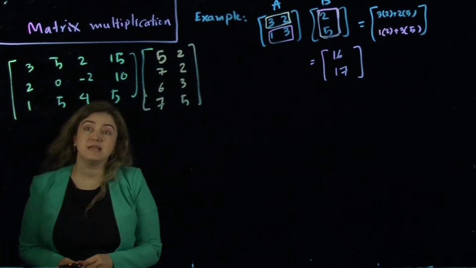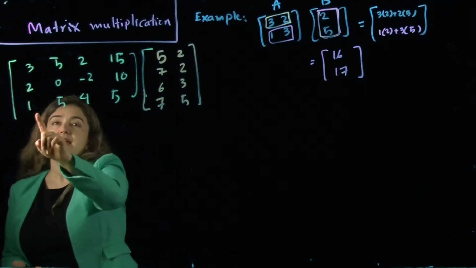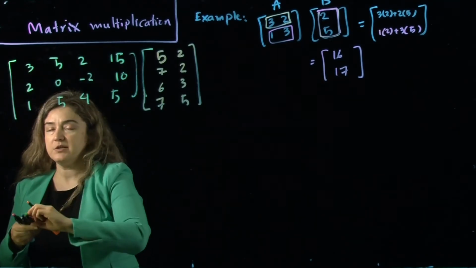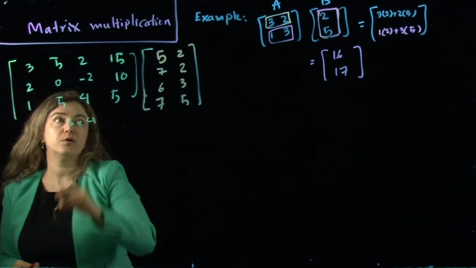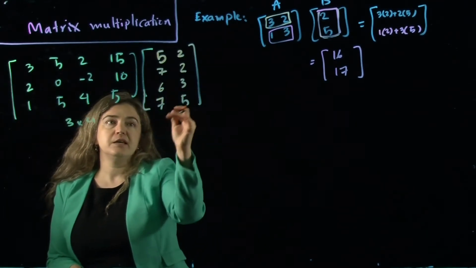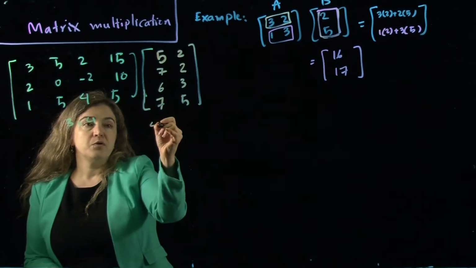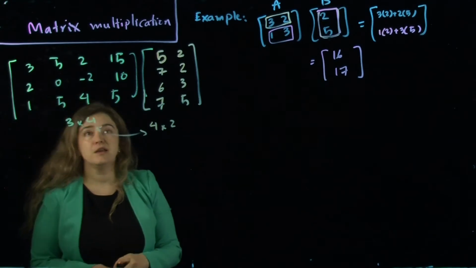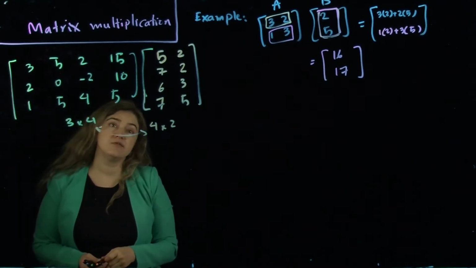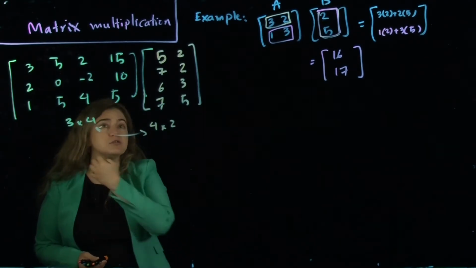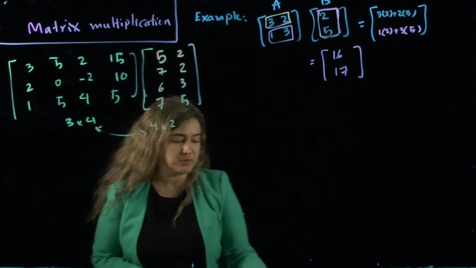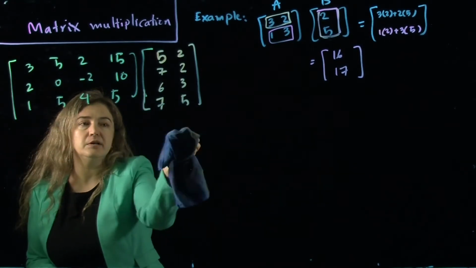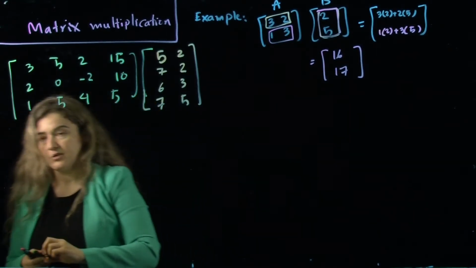First of all, let's see if this is defined. The first matrix has 3 rows and 4 columns, so it is 3 by 4. The second matrix has 4 rows and 2 columns, and these two match. Therefore, this matrix multiplication is defined. The next thing is to multiply the two matrices by each other. And so let's start.